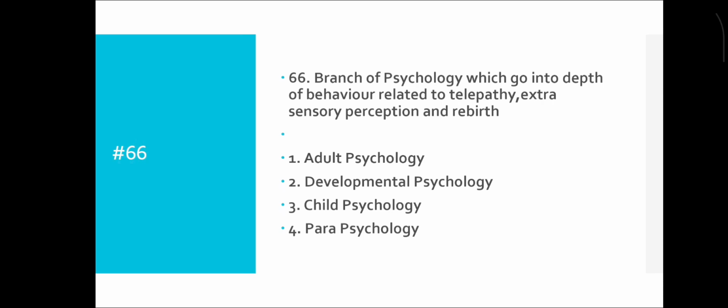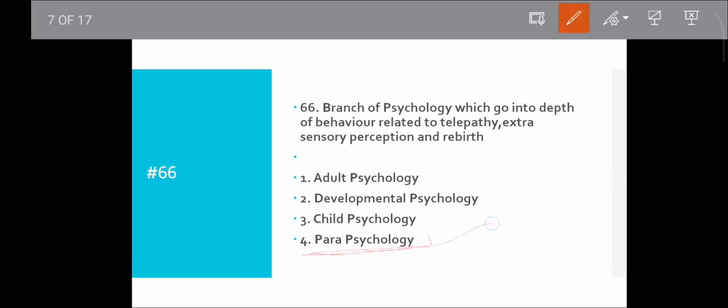Question number 66. Branch of psychology which goes into depth of behavior related to telepathy, extrasensory perception and rebirth. Option 1 said adult psychology, option 2 said developmental psychology, option 3 said child psychology, and option 4 parapsychology. But as you know, parapsychology studies paranormal phenomena like ESP, telepathy, etc. So parapsychology will be the correct answer. Okay, so move to the next question.